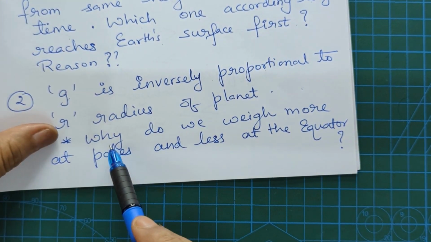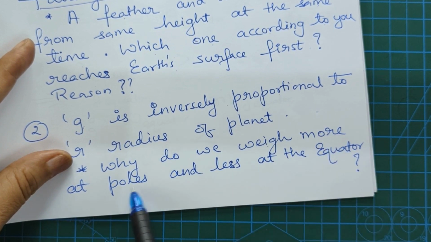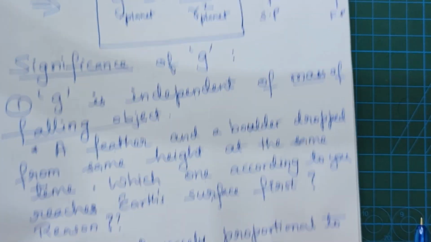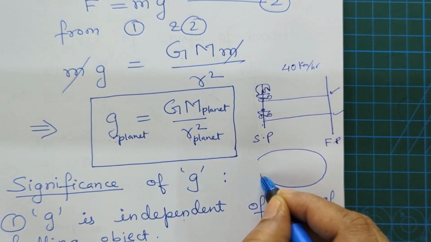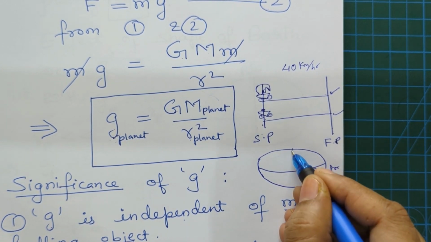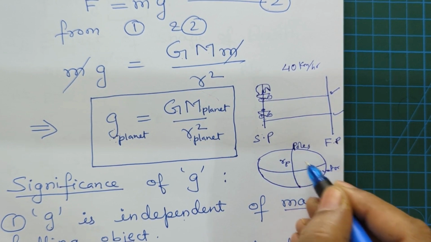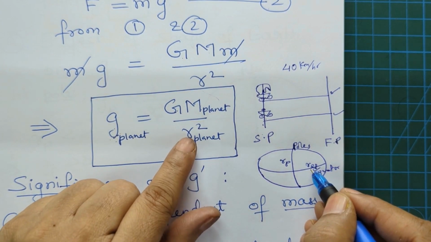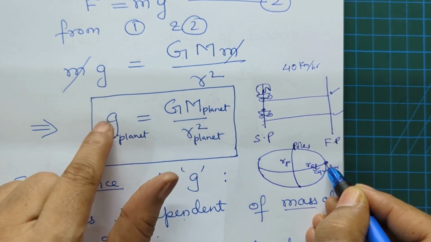So using this, we can answer one more reasoning question. Why do we weigh more at poles of earth and less at equator? Just see, earth is kind of oval with more radius at equator, and earth's radius is less at poles. So here radius of poles is less, radius at equator is more. So at equator, radius is more.